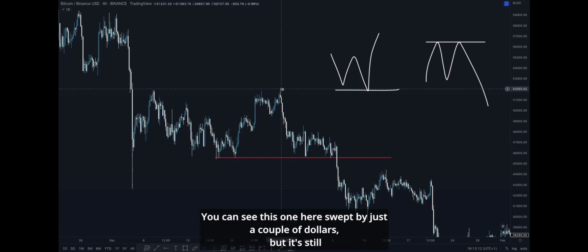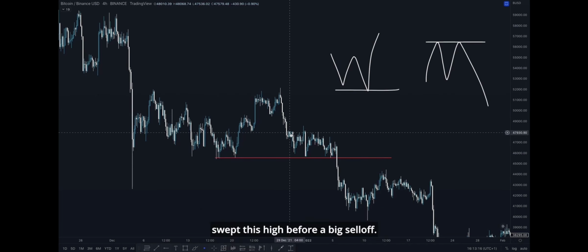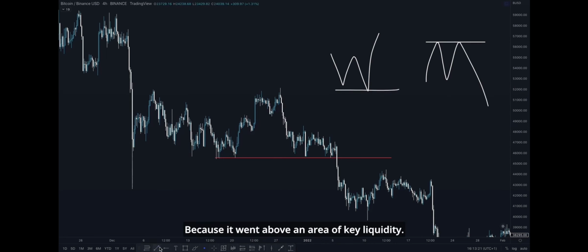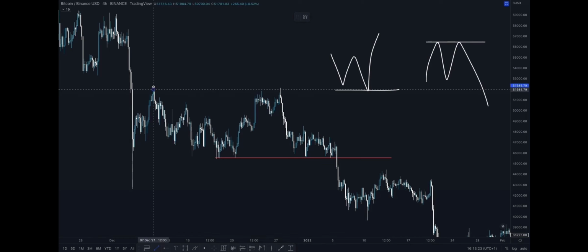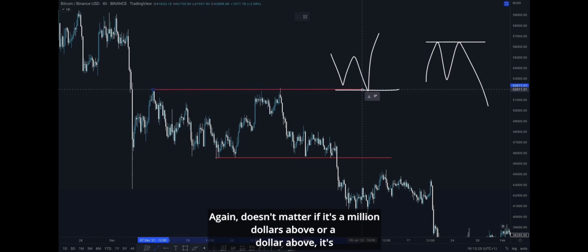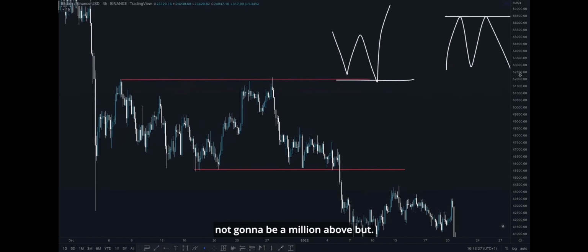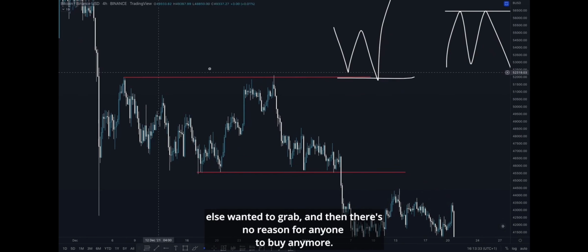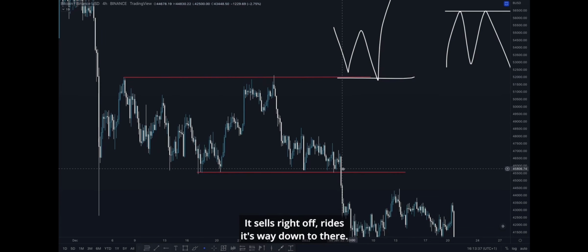You can see this one here swept by just a couple of dollars, but it still swept this high before a big sell-off. Why do you think there was such a big sell-off from here? Because it went above an area of key liquidity. Again, it doesn't matter if it's $1 million above or $1 above. It's not going to be $1 million above. It gets over there, it takes all the liquidity that whales and whoever else wanted to grab, and then there's no reason for anyone to buy anymore. It sells right off, right the way down to there.